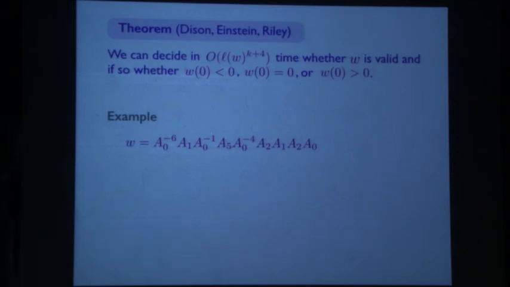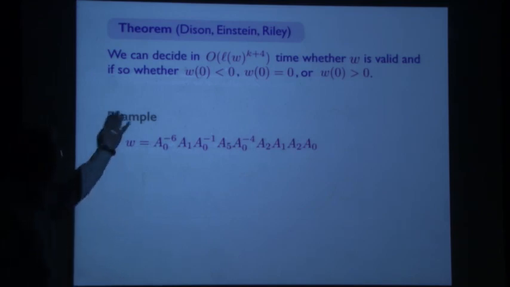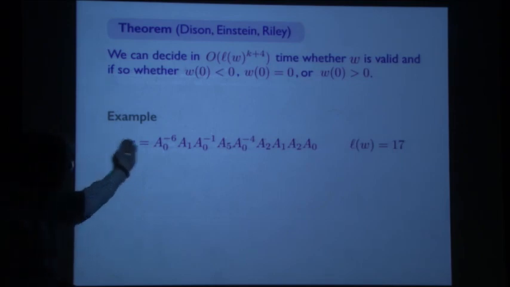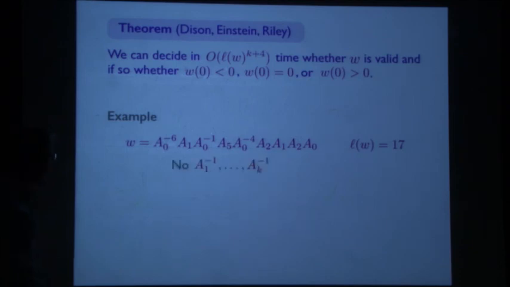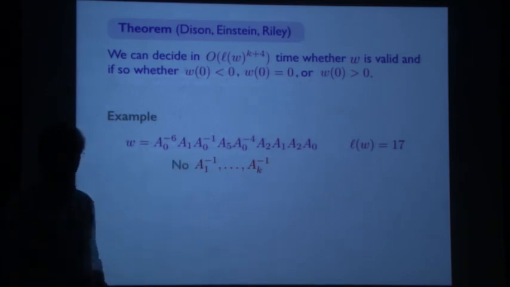So I want to give you a feeling for how we do this. I'm not going to just describe algorithms to you. It's horrible. But I'm going to describe a few salient inputs and how we deal with them to show you the key techniques. So here's a word W. It's got length 17, and it's not a random example. It's chosen not to have any inverse letters apart from A0 inverse.